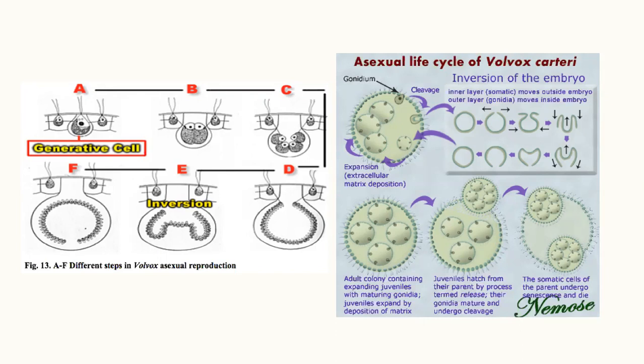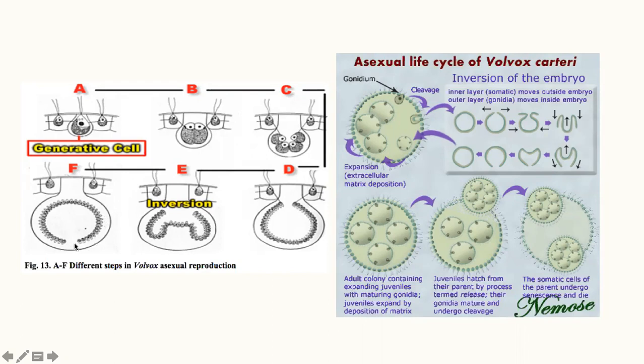And this 16 cell stage will start arranging themselves into a sphere with just a small opening towards the exterior, known as a phialopore. And once this division and arrangement is complete, the colony will start inversion through the phialopore, so that the anterior end of each cell will now face the exterior.